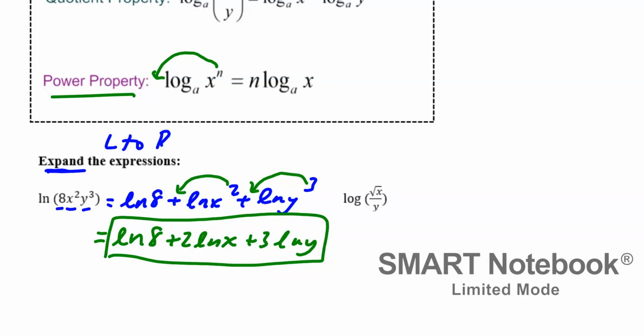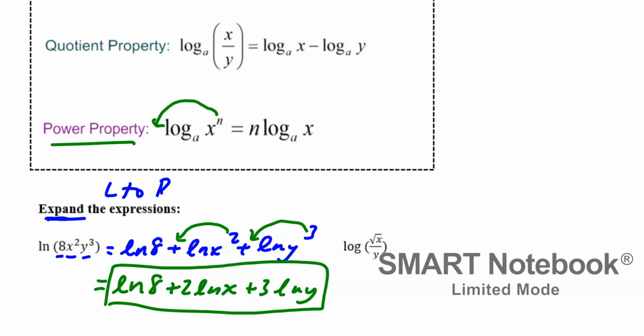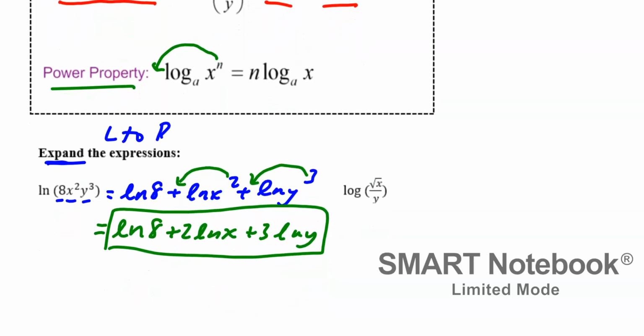The second example, log of division, or log of a quotient. If we take a look back up at this rule, the quotient property, log base A of two things being divided ends up being 2 separate logs being subtracted because of the exponent rule. So this is the same as log of root x minus log of y.